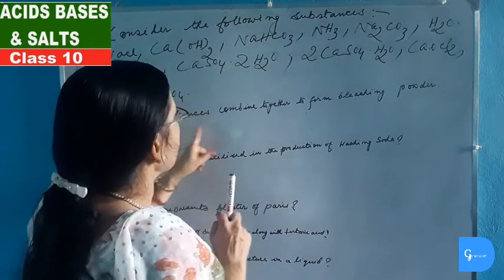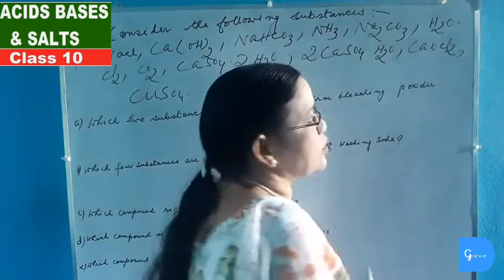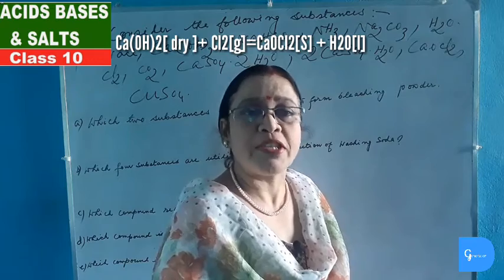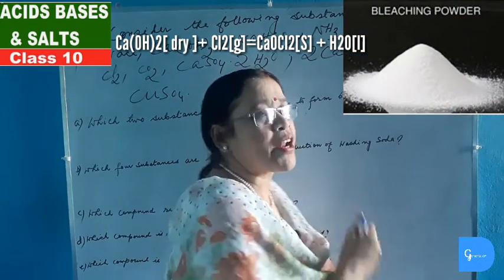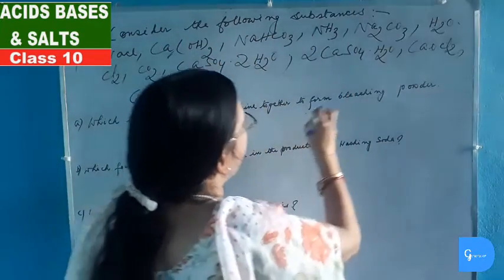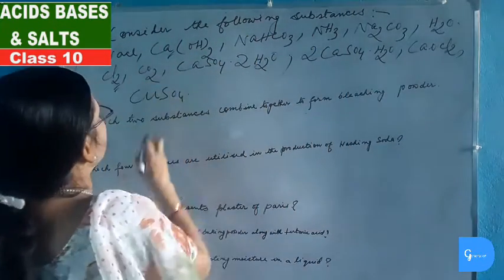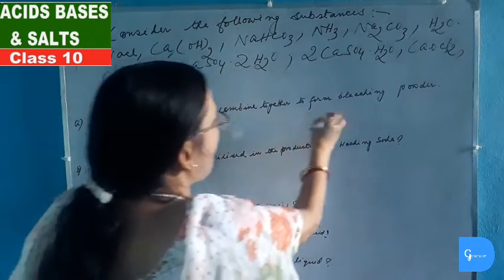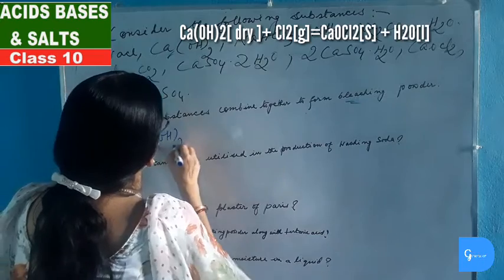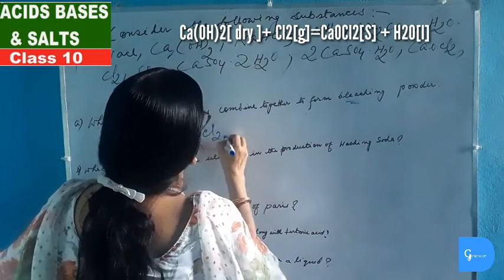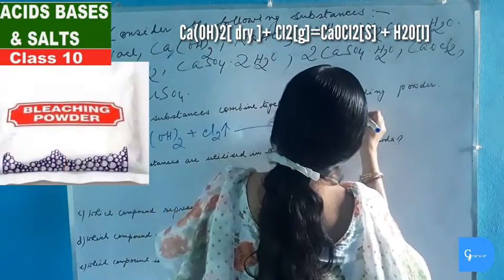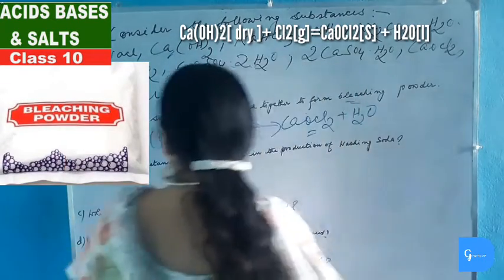Which two substances combine together to form bleaching powder? We know that when chlorine gas passes through slaked lime, then bleaching powder is formed. So we must find out slaked lime and chlorine. This is slaked lime and this is chlorine. So these two will combine together to form bleaching powder. Ca(OH)2 plus chlorine gas will give CaOCl2 plus H2O. This is the bleaching powder.